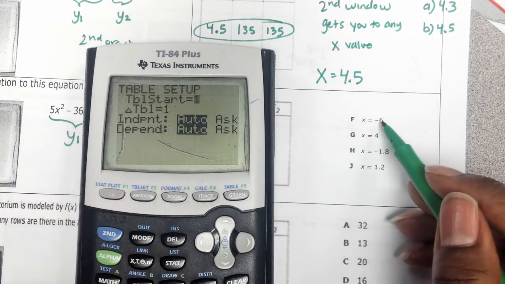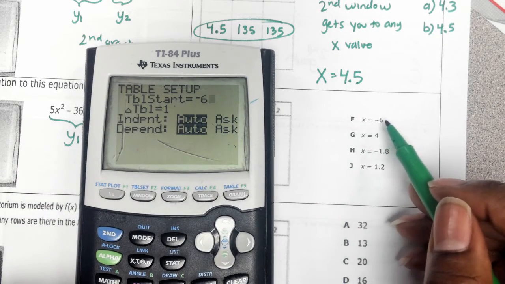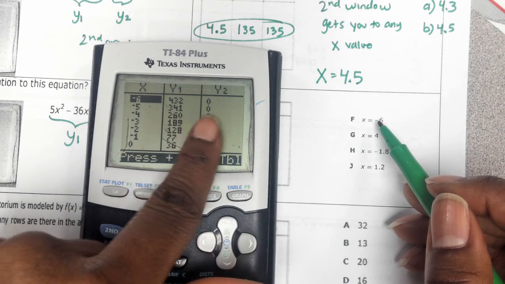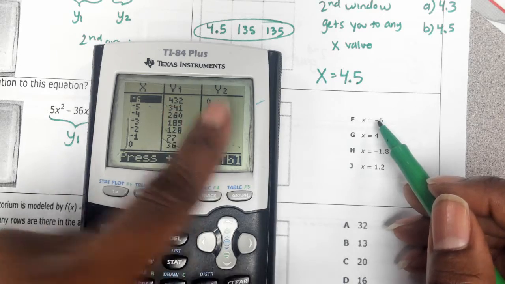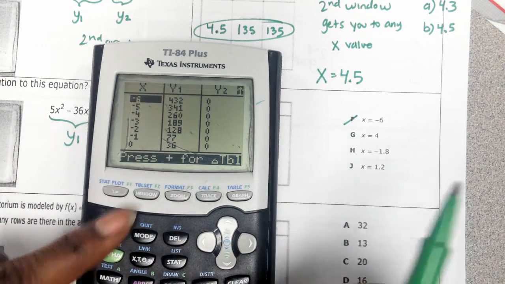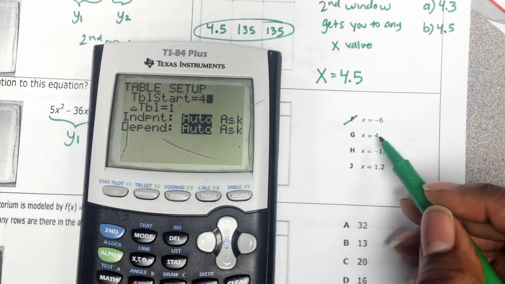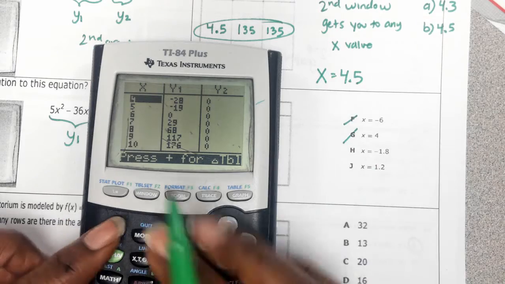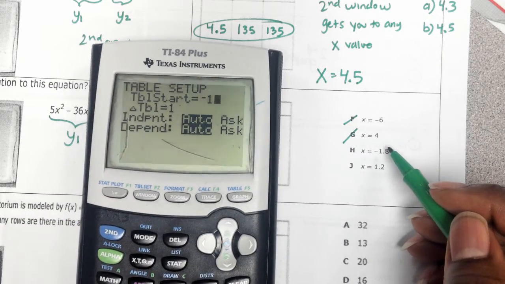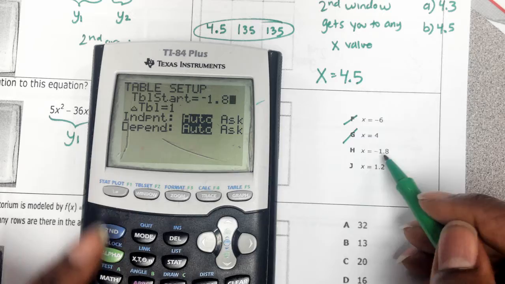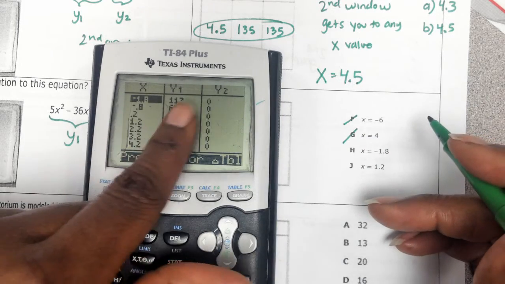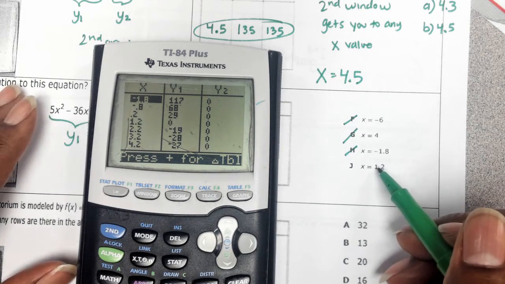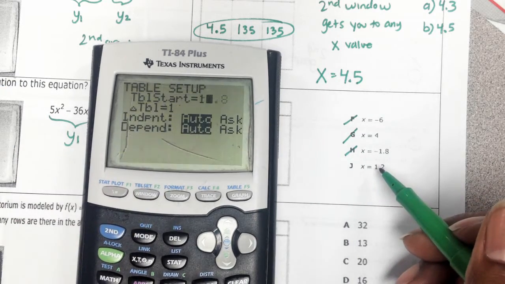Second window, I'm going to put in my first answer, which is negative 6, then press second graph. Are these the same? 432 and 0? No, so it can't be F. Press second window again. Let's jump to a 4. Then press second graph. Nope, not the same. Press second window. Negative 1.8. Are these the same? We're looking for Y1 and Y2. Nope. So hopefully it's this one. Try it. Second window, we put in 1.2.